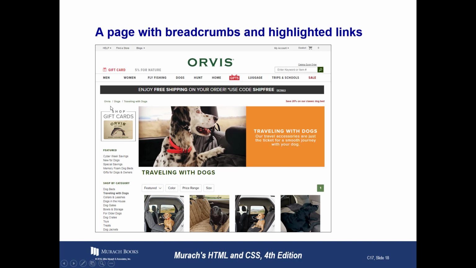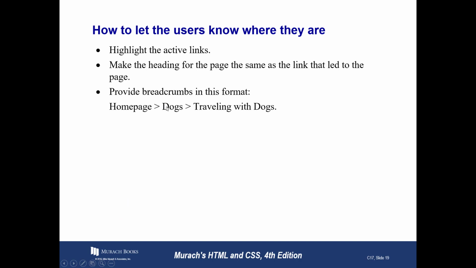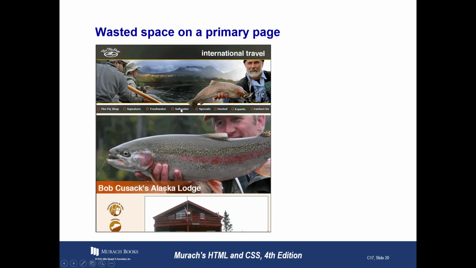All right. Here are breadcrumbs if you haven't seen those before. Tells you where you are, so you're under the site, dogs, traveling with dogs, etc. How to let users know where they are? Well, you can highlight the active link. You can make the heading for the page the same as the link that led to the page, or as mentioned, you can provide breadcrumbs.